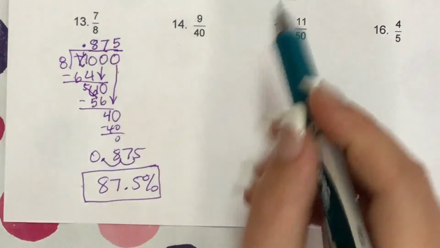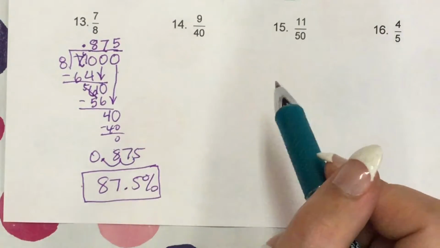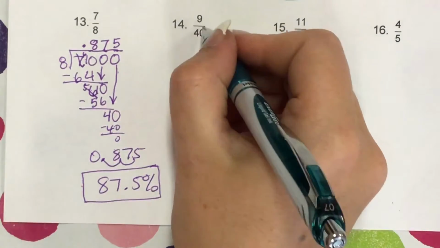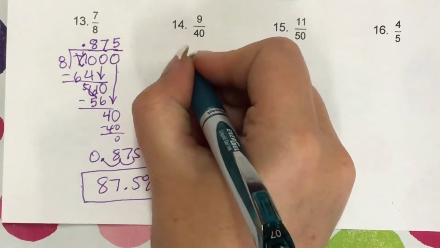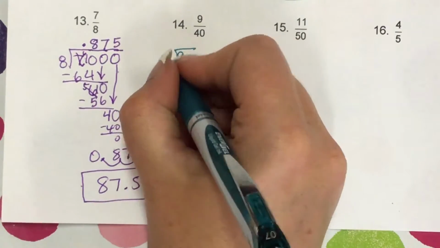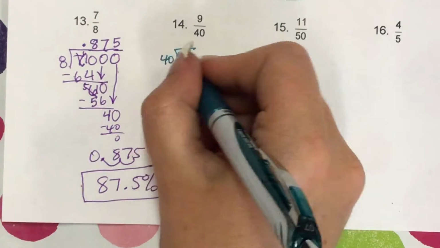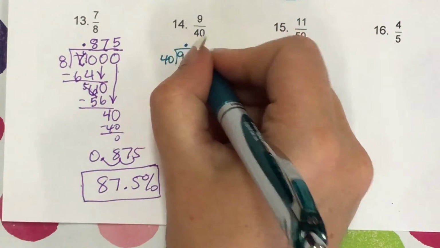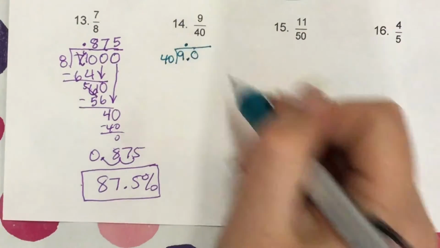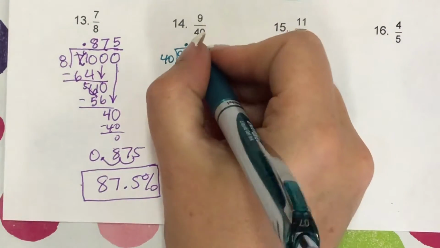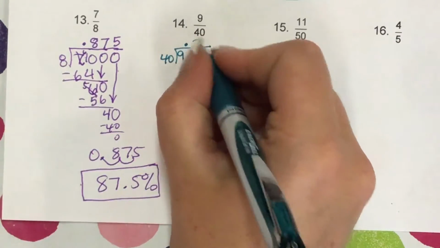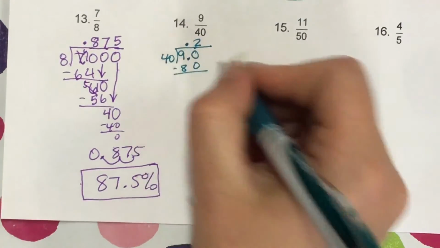So problem 14, it is not easy to make 40 into 100. So I'm just going to do the long division. 9 divided by 40. Does 40 go into 9? No, it does not. So I'm going to add the decimal, add a 0. Does 40 go into 90? Yes, it does, 2 times. 2 times 0, 0. 2 times 4 is 8.